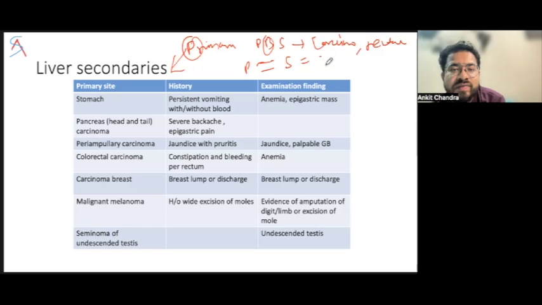Then you can think of carcinoma of stomach, where secondary occurs before the primary. Like liver mets has come, but you are not able to find the primary. Then you can think of malignant melanoma of choroid, which comes very late.